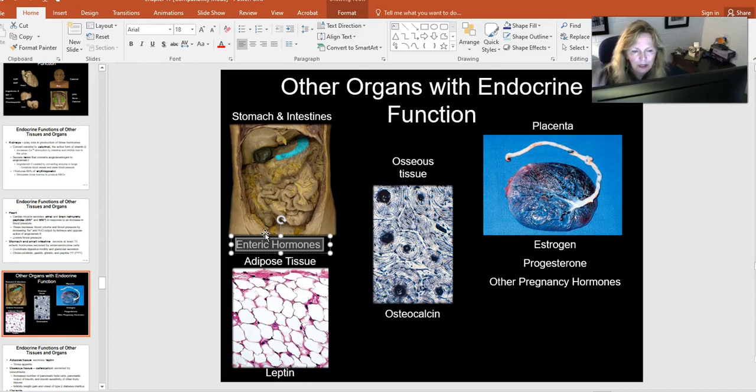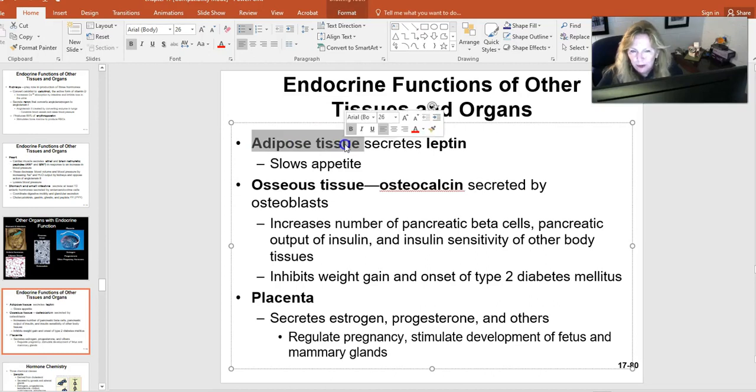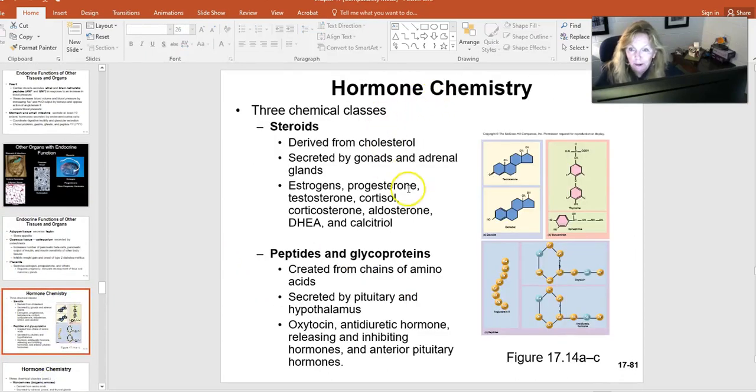What other things do I want you to know? We also know that the placenta, once it's formed a little bit later during the embryonic development, takes over as far as supplying the hormones that are necessary to sustain a pregnancy. But we'll talk about that when we get to the reproductive system. Fat tissue, adipose tissue, we learned about. It does secrete leptin. Leptin is a hormone that we know slows appetite. So anyway, these are just some of the additional hormones you want to have on your list now as separate.